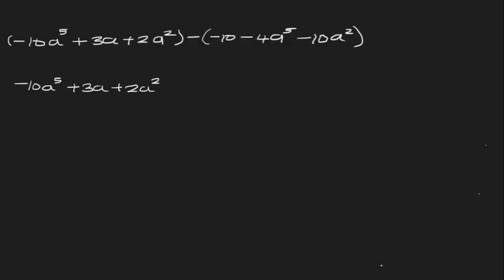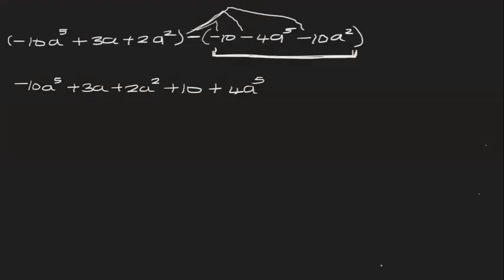Now, because we have a minus here, whatever is positive will become negative, and whatever was negative will become positive. And in this case, all the terms in this bracket are negative. So negative times negative is going to be positive 10. Negative times negative is going to be positive 4a to the power of 5. Negative times negative is going to be positive 10a to the power of 2.